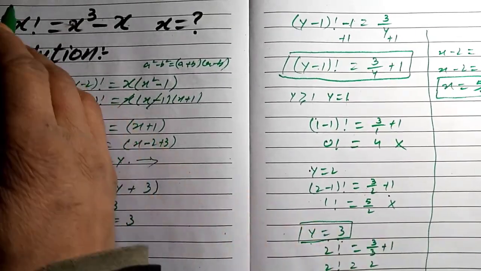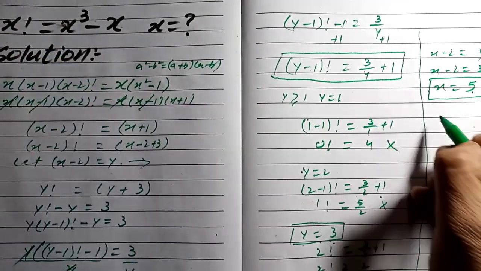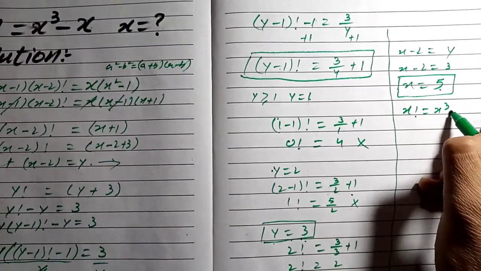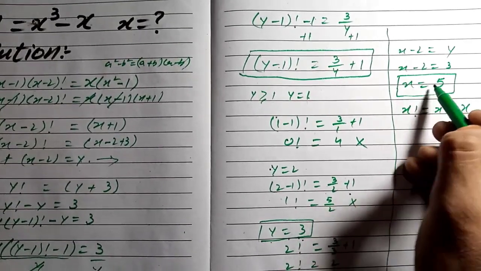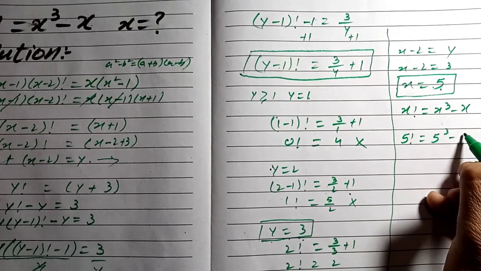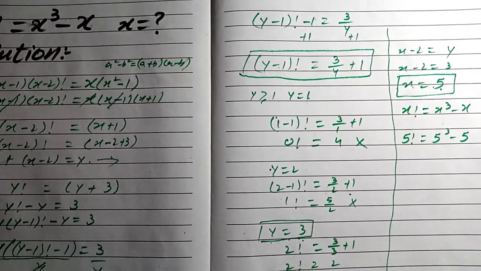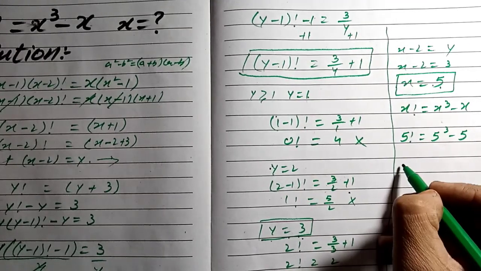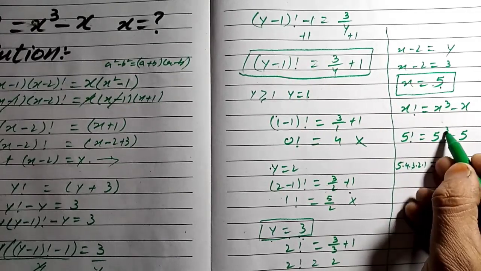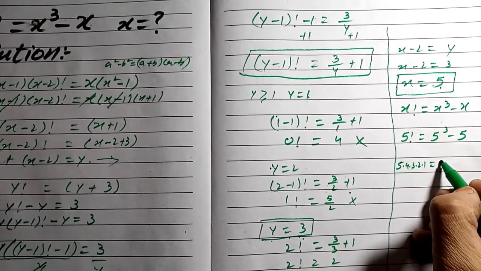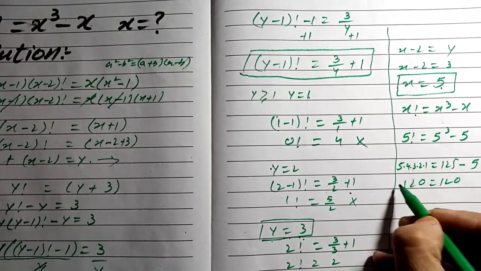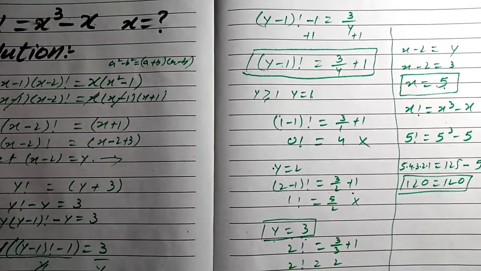So we can check whether our answer is right or wrong. The question is x factorial is equal to x power 3 minus x. So our value of x is 5, so 5 factorial is equal to 5 power 3 minus 5. Here 5 factorial is equal to 5 multiply 4 multiply 3 multiply 2 multiply 1, which is 120, and 5 cubed is 125 minus 5, which is 120. So our answer is right.